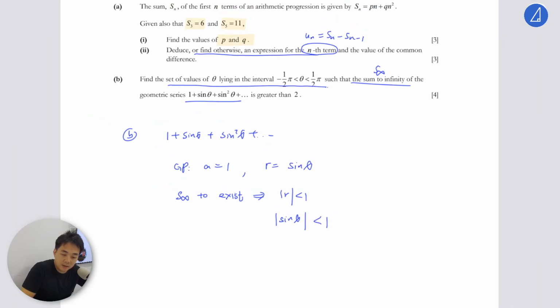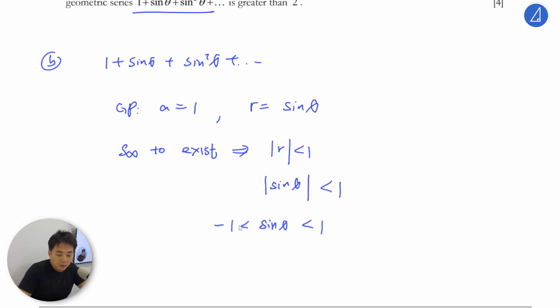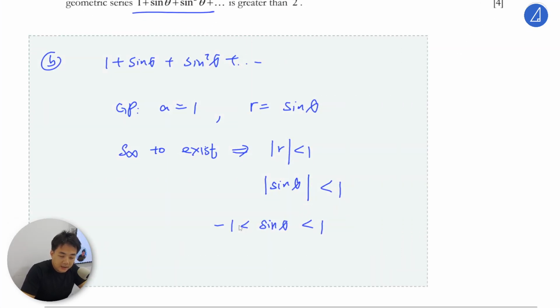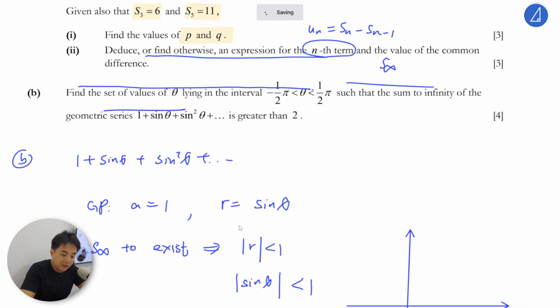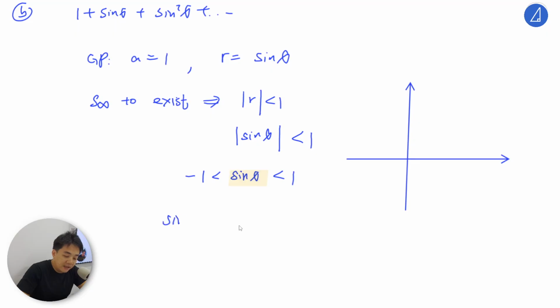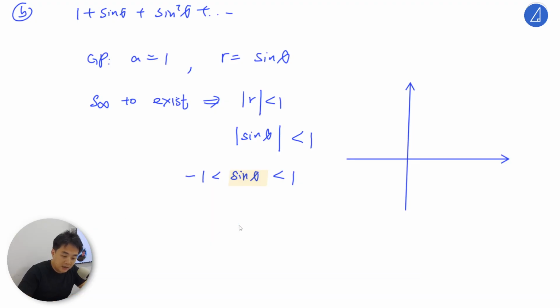Okay, how do you solve this? This guy here will be between minus 1 and 1. Now, this is sine theta, if you draw the graph, it will be easier to solve. Okay, you can't solve it algebraically because this is not a strictly increasing function. What I'm saying is you cannot sine inverse like that. This is wrong. You can't do that, because the sine graph goes up and comes down.